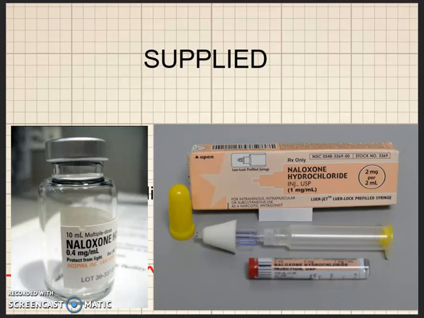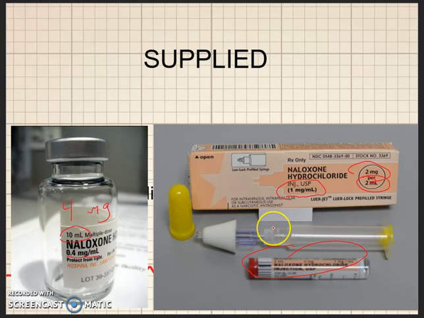Moving in here to how it's supplied. You can see over here on the left, this vial is 0.4 milligram per milliliter, having a total of 10 milliliters. So if we were to give the entire vial, this would be a 4 milligram vial total. Over here on the right, this is a pre-filled syringe. This one is a different concentration. This is 1 milligram per milliliter, and there are 2 milliliters in here, so we have a total of 2 milligrams inside the pre-filled syringe total.